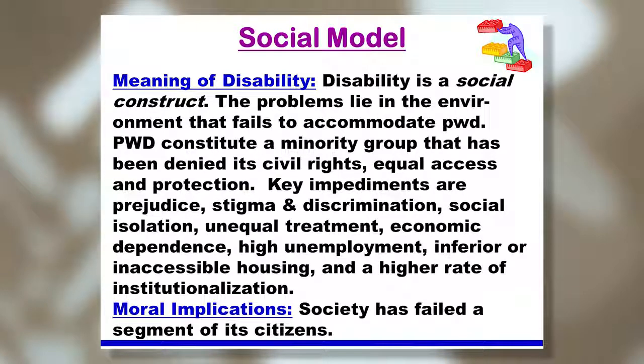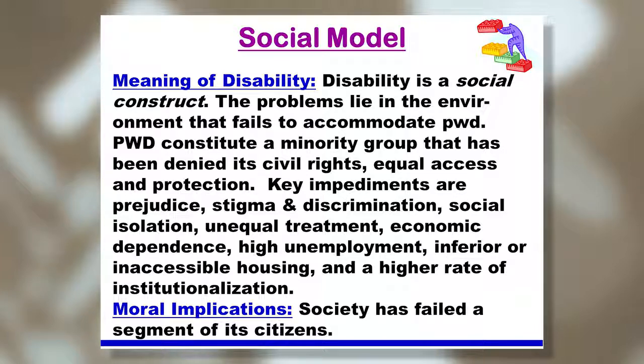I'm going to make a paradigm shift now to the social model. In the social model, disability is a social construct. That is, the problems lie in the environment that fails to accommodate people with disabilities. People with disabilities constitute a minority group that has been denied its civil rights, equal access, and protections. So now the key impediments are not failures of body parts, but things like prejudice and stigma and discrimination and social isolation, unequal treatment, economic dependence, high unemployment, inferior or inaccessible housing, and a higher rate of institutionalization.